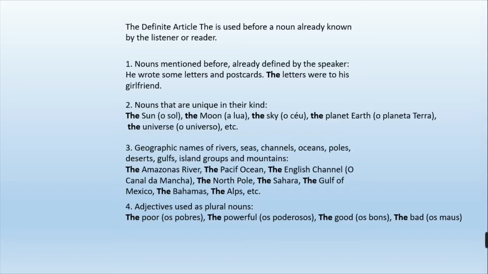Rule number 2, nouns that are unique in their kind. What do you mean, teacher?